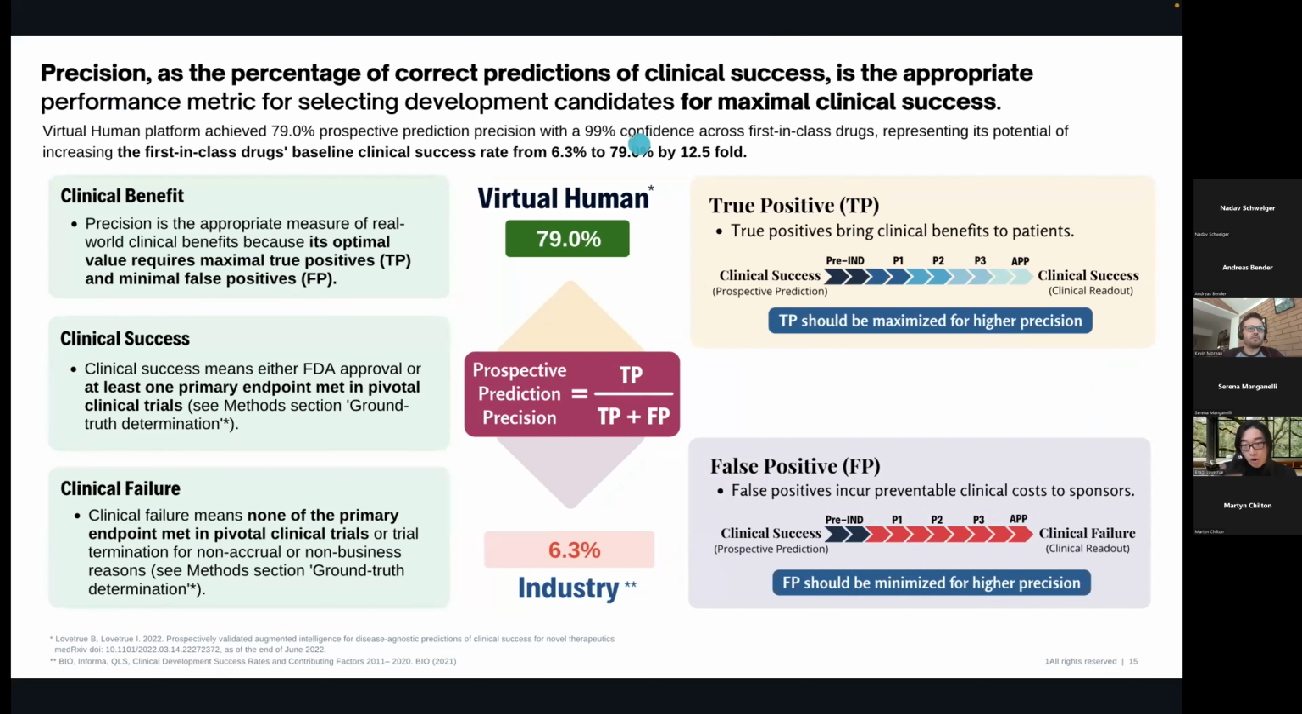So this is only concerned with the percentage of correct predictions of clinical success. We actually achieved 79.0% for first-in-class and drug indication pairs.